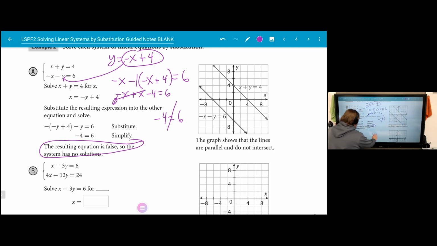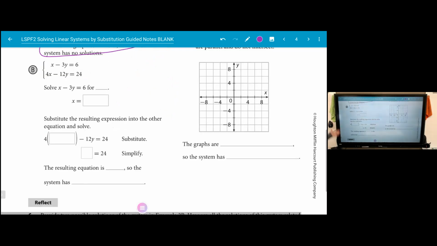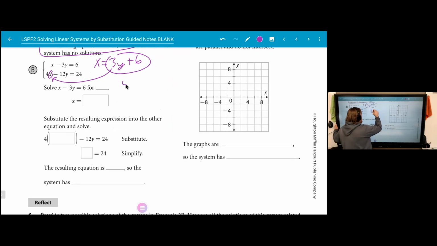Let's do another one real quick. Part B, it says solve one of the equations for one variable. I like that top one. It's got an x by itself. Solve for x. X equals 3y plus 6. Anywhere I see x in the second equation, I'm going to instead replace it with 3y plus 6. And if I do that, I have 4 times parentheses 3y plus 6 minus 12y equals 24.